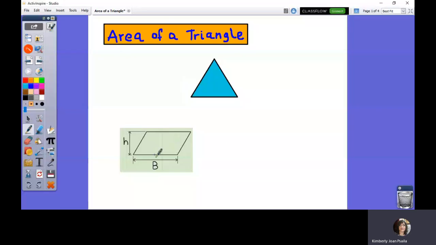Now, in this video, I'm going to tell you how to find the area of a triangle. Imagine I have this triangle and I need to find the amount of space inside this triangle. What formula do I use?